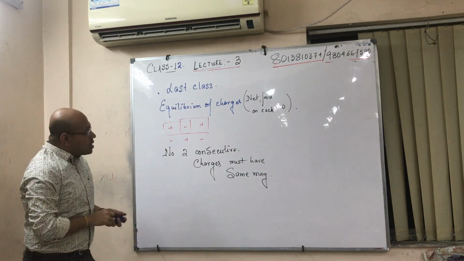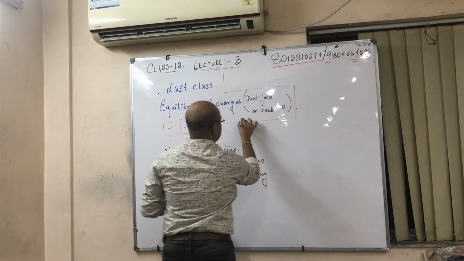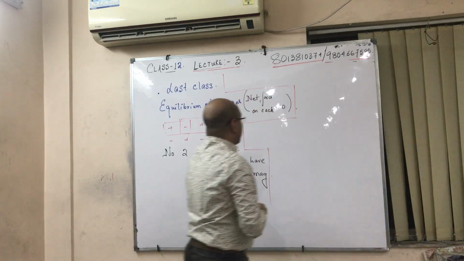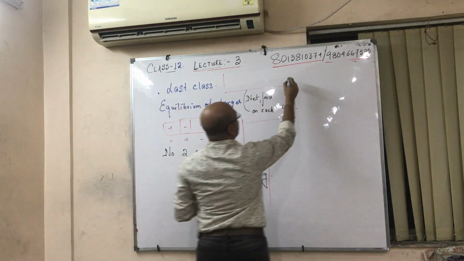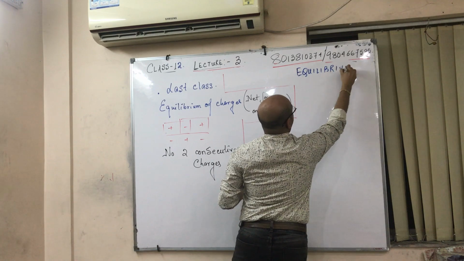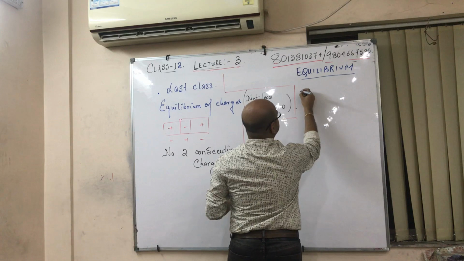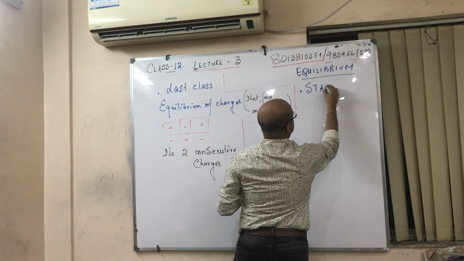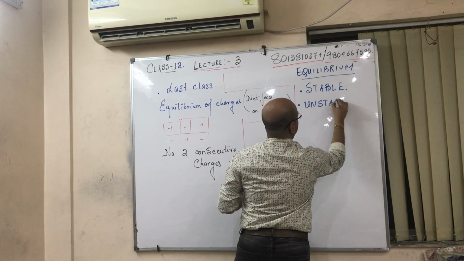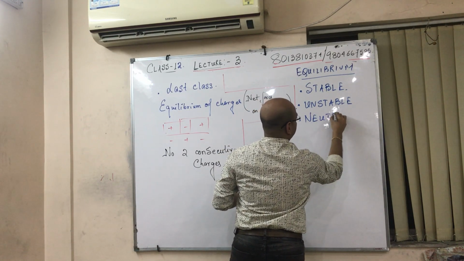This is the basic. Now, what sort of equilibrium? This is the last topic we have not done, and we will be doing it today. Equilibrium is of three types: one is stable equilibrium, another is unstable equilibrium, and another is neutral equilibrium.